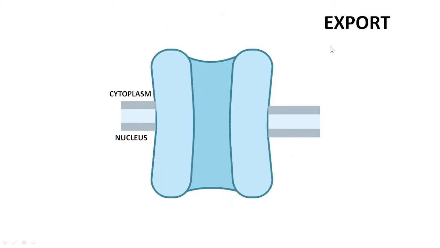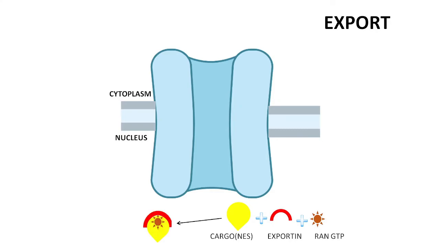Now export. Proteins or certain molecules which are present within the nucleus may need to go outside, right? May need to go into the cytoplasm. Let's say there is a cargo protein containing a nuclear export signal. To it, exportin and RAN GTP are bound. Together, they form a complex. This whole complex moves through the NPC out into the cytoplasm.